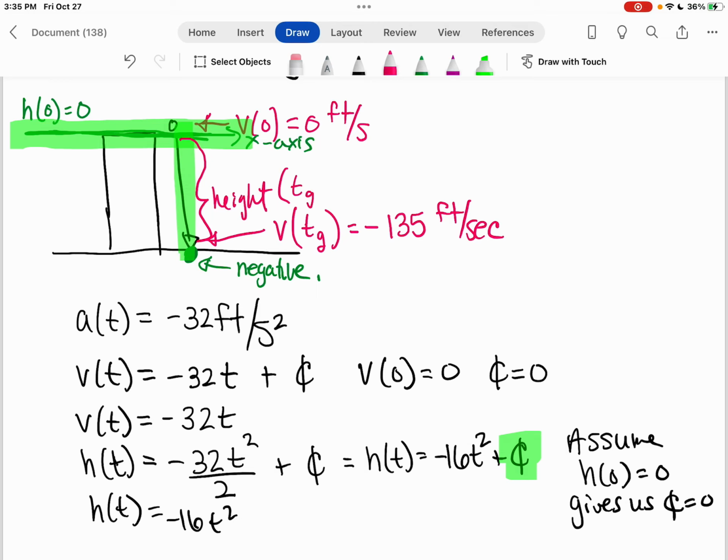So I need to find the height at the time when the rock hits the ground, which means I need to find that value of TG. And I do have enough information to find that. I can use the information that the problem gave me, that when the rock hits the ground, it's at a velocity of negative 135. So I'm going to do a little bit more work up here. Here's my velocity function.